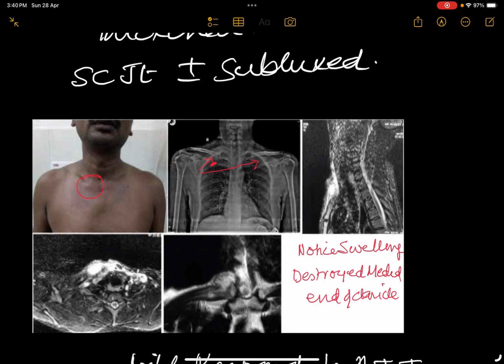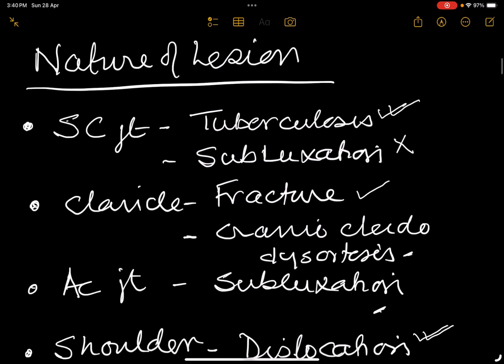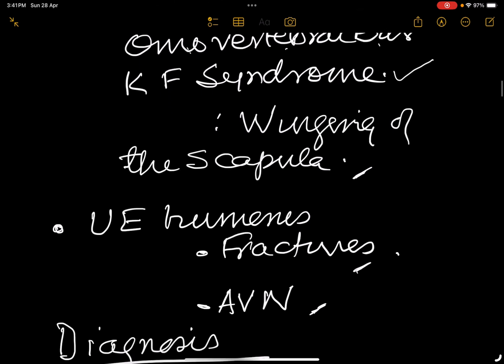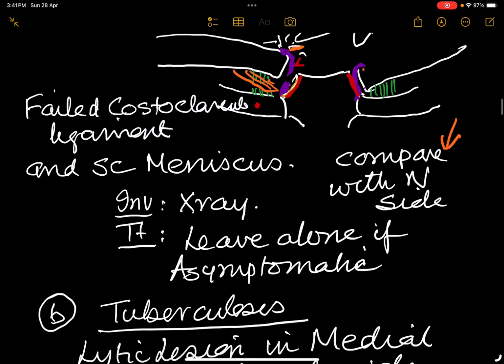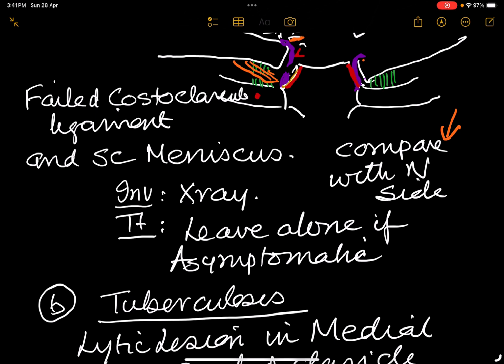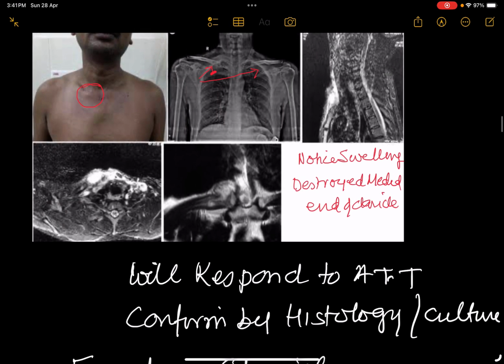And of course the diagnosis is, if you can see it on histology, or it responds to antitubercular treatment. So these two things, response to antitubercular treatment and histological confirmation, would give you the diagnosis of tuberculosis.